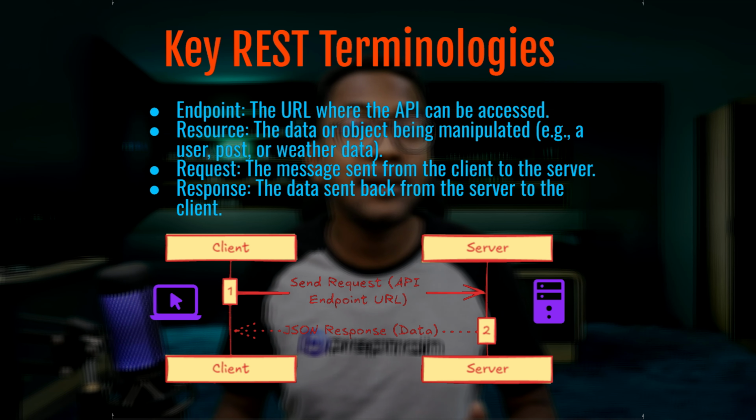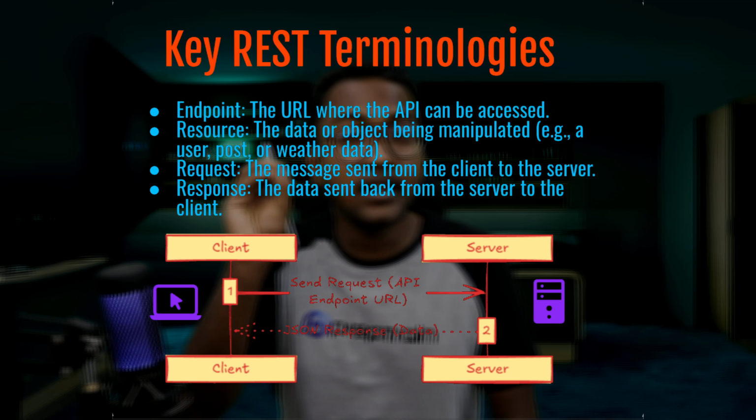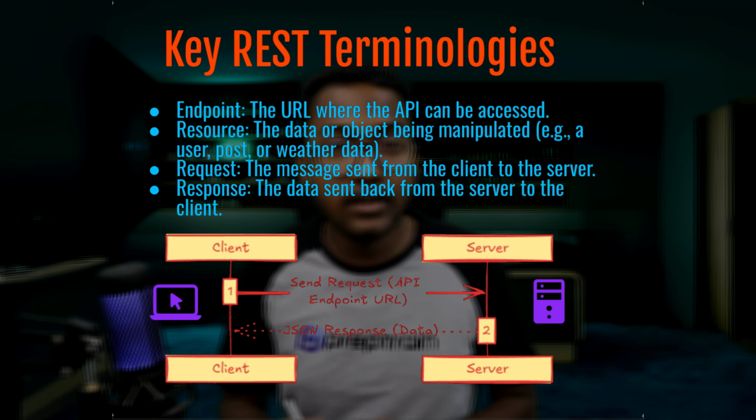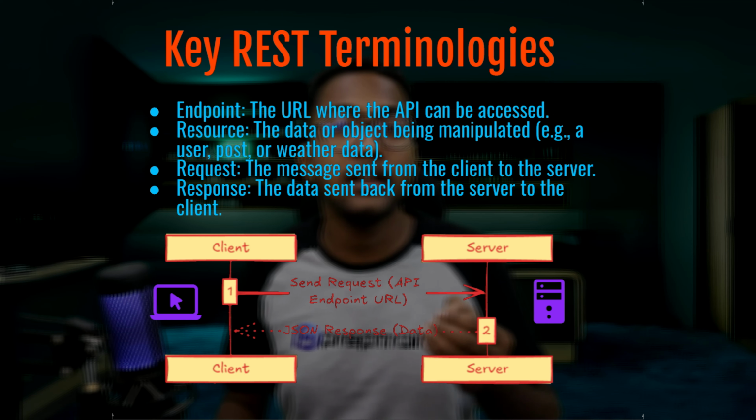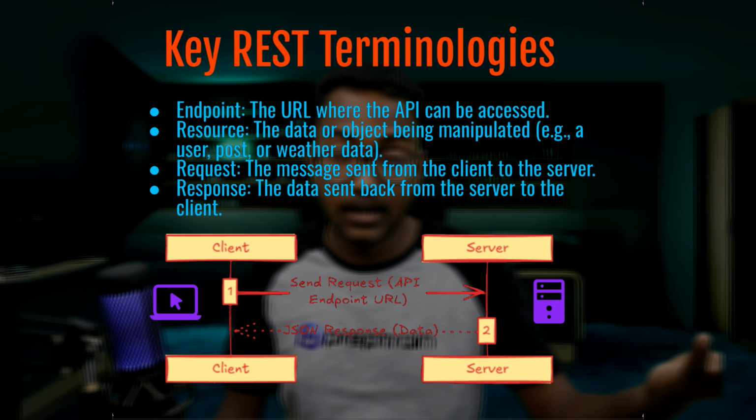In short, the endpoint is like a specific location on the internet where the API lives, and every resource has its own unique endpoint. Next, we have the resource.